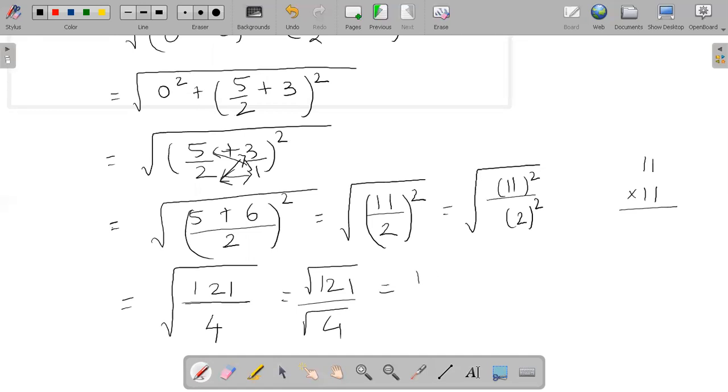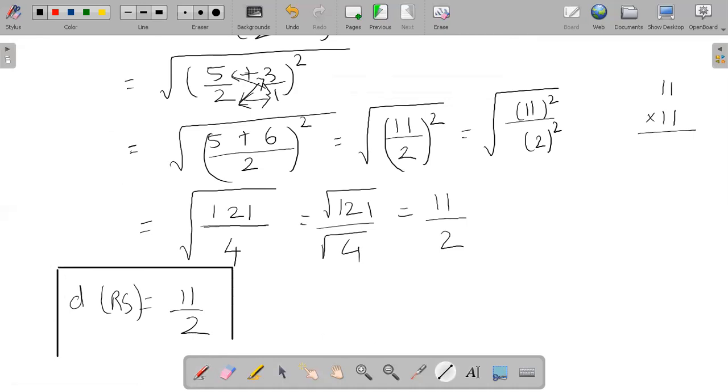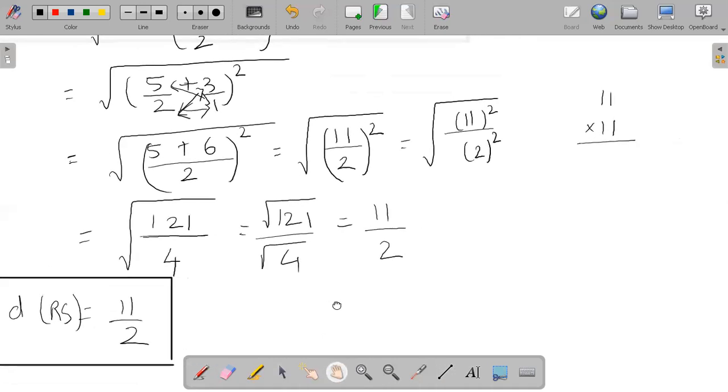11, correct. And what is root of 4? 2. So you have 11 upon 2. So the distance between RS is 11 upon 2. You can write it in decimal also, or you can leave it in fraction as well. So I'll leave it in fraction. So 11 upon 2.